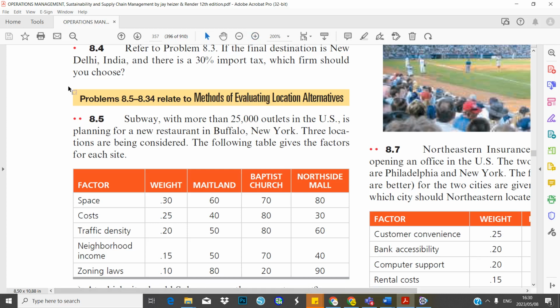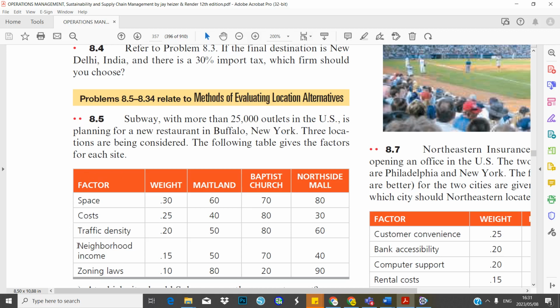Okay, so exercise 8.5 says that Subway, the Subway restaurant, I think most of us know. In South Africa, unfortunately, they've closed, at least in Joburg. I'm not sure about other places, but I know in Joburg they've closed recently. So Subway restaurant, with more than 25,000 outlets in the US, is planning a new restaurant in Buffalo, New York. Now, there are 3 locations being considered. The following table gives the factors for each site.